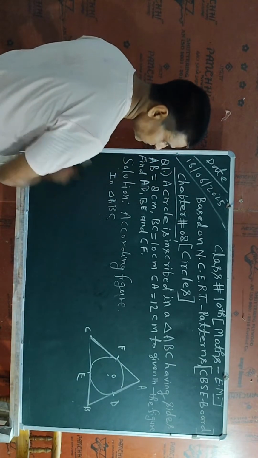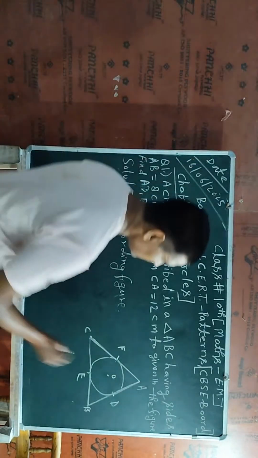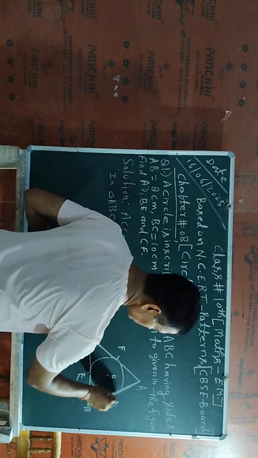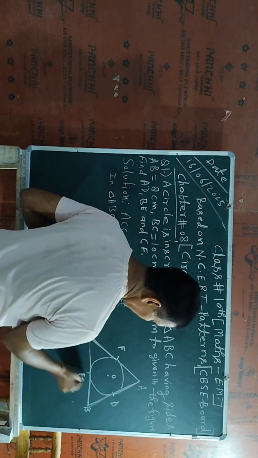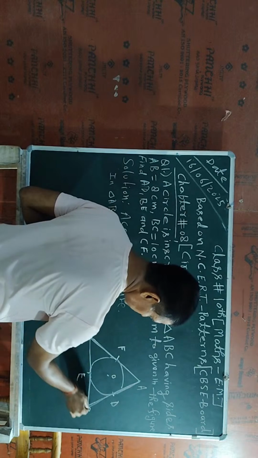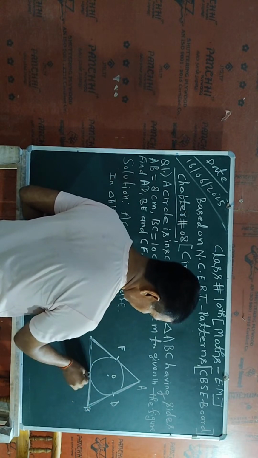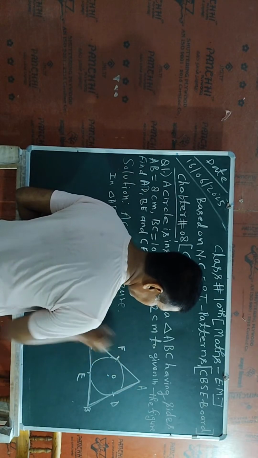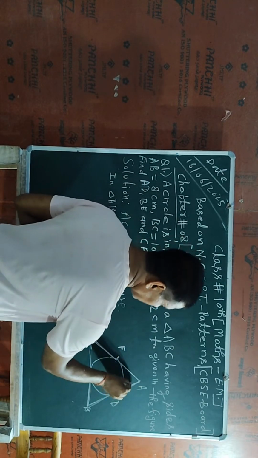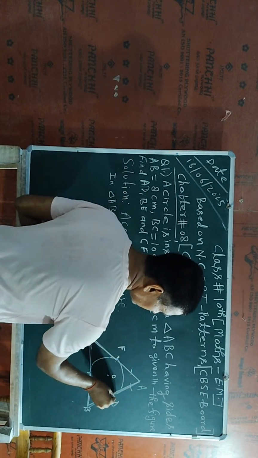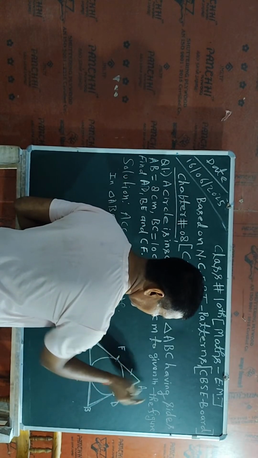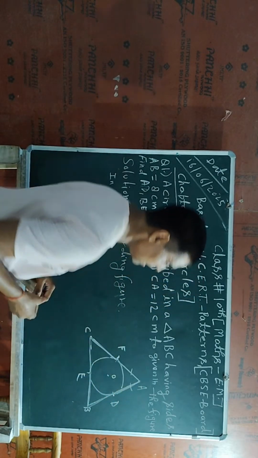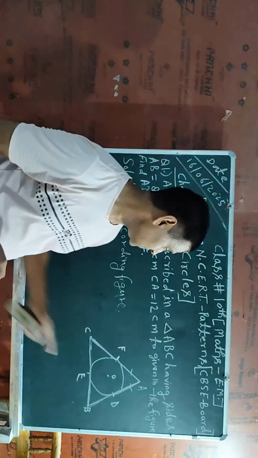Here I will say, because this line AB is the tangent to the circle at the point B, and BC is also a tangent on the circle at the point E, and CA is also a tangent to the circle at the point F. Okay, so this tangent and this tangent are intersecting at a point A. It means that AD is equal to AF. This is the property of the tangent to the circle.